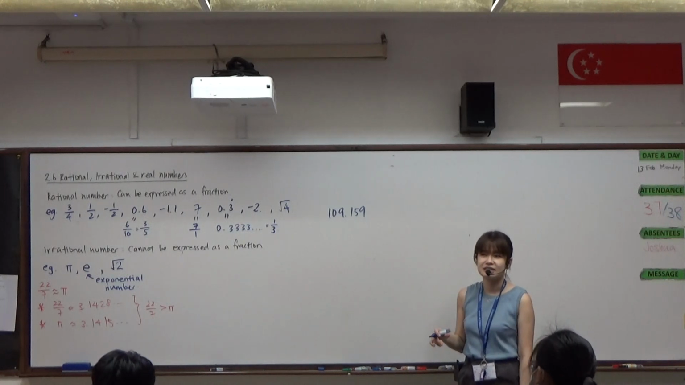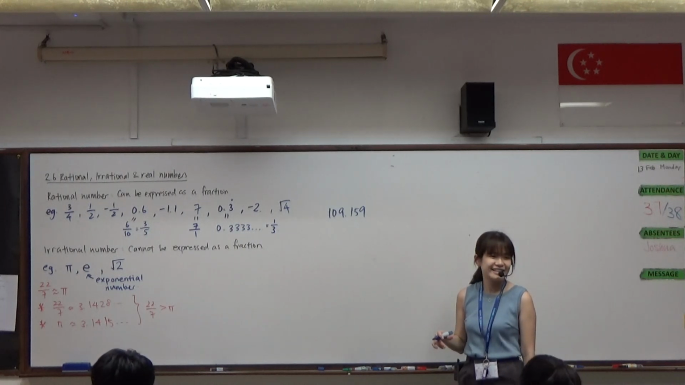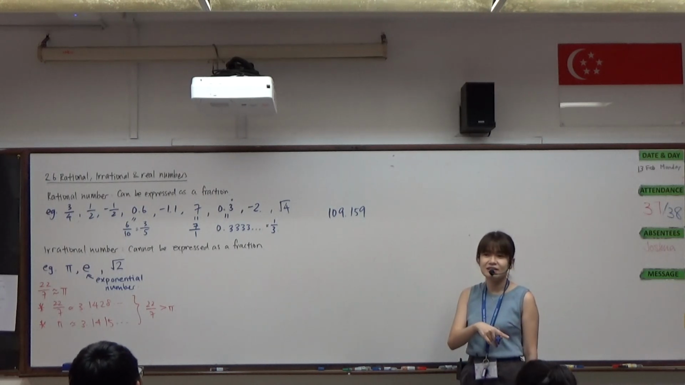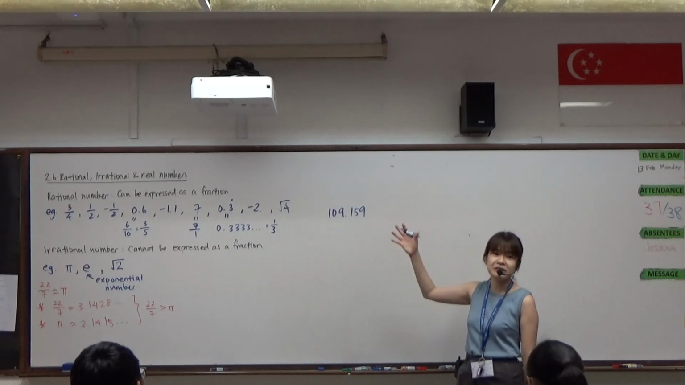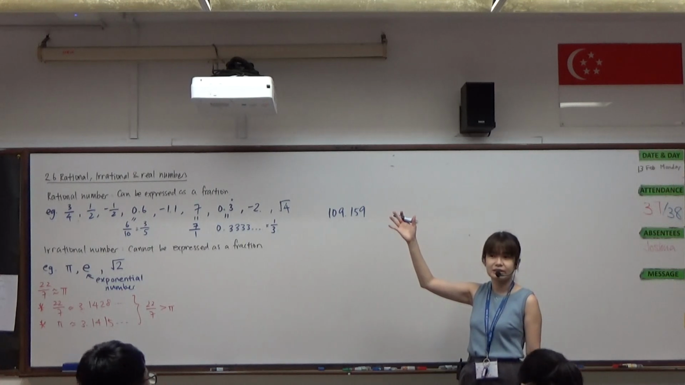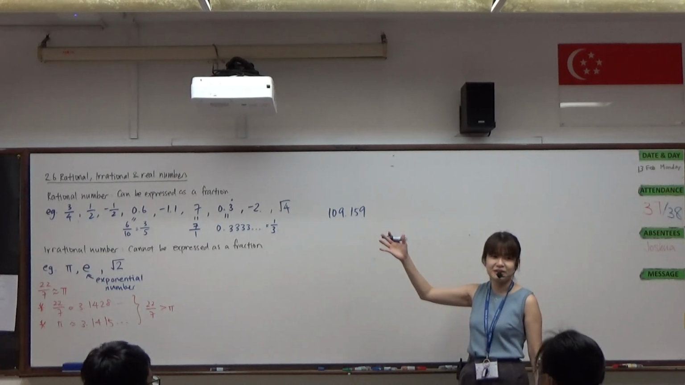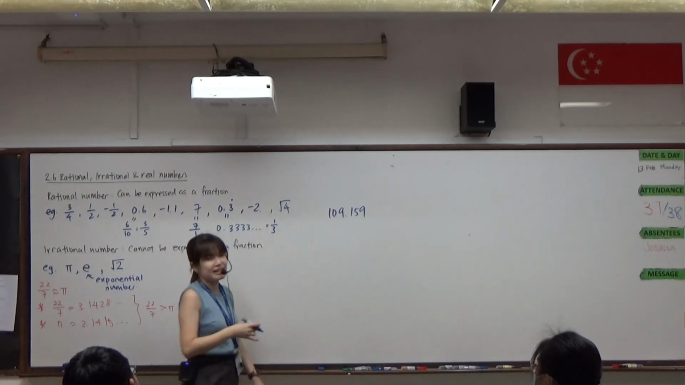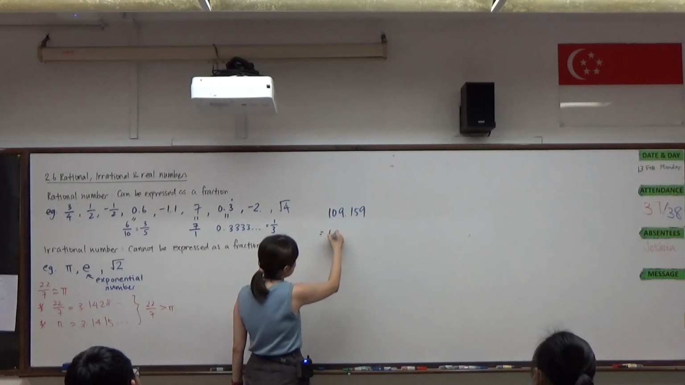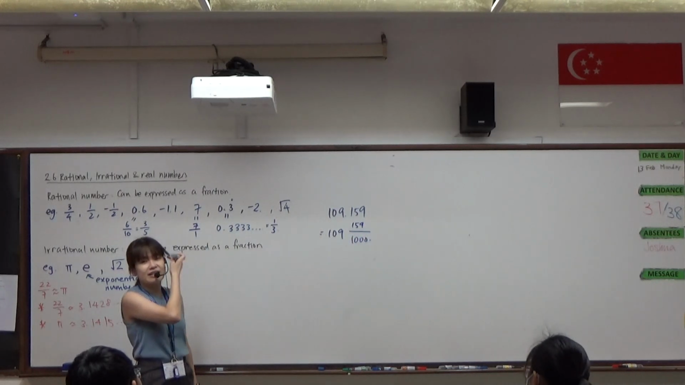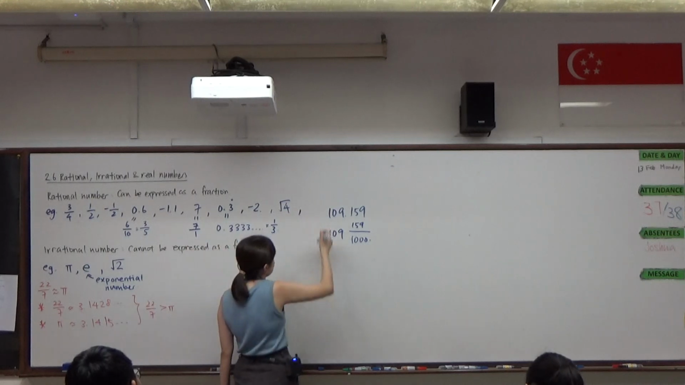109.159. Is it rational or irrational? You think it's irrational? Let's do a poll. How many of you think this is an irrational number? Who thinks it's a rational number? Okay, majority say rational number. So this one is a rational number. Why? Because it is 109 and 159 over 1000, isn't it? Correct, it's a mixed number, so it is a rational number.